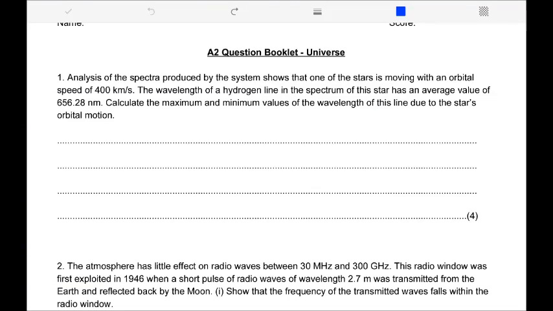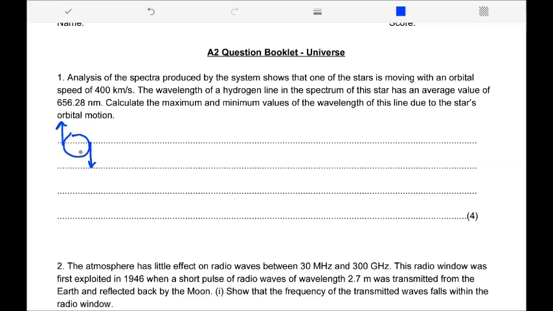Okay, question 1, we're looking at a spectra of a star which is in an orbit and it's moving towards us and away from us over its orbit. When it's moving away from us, it's doing so at 400 kilometers per second on this side, and on this side of its orbit it's coming towards us at 400 kilometers per second. So the wavelength is going to be shifted.